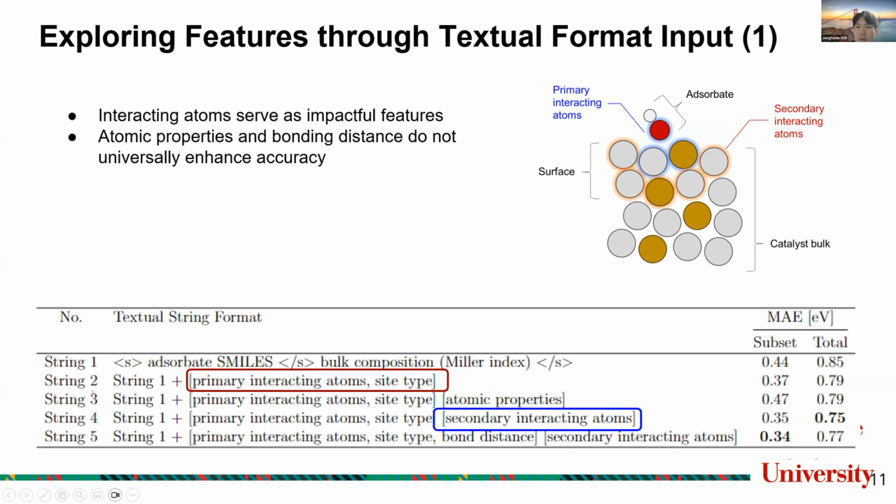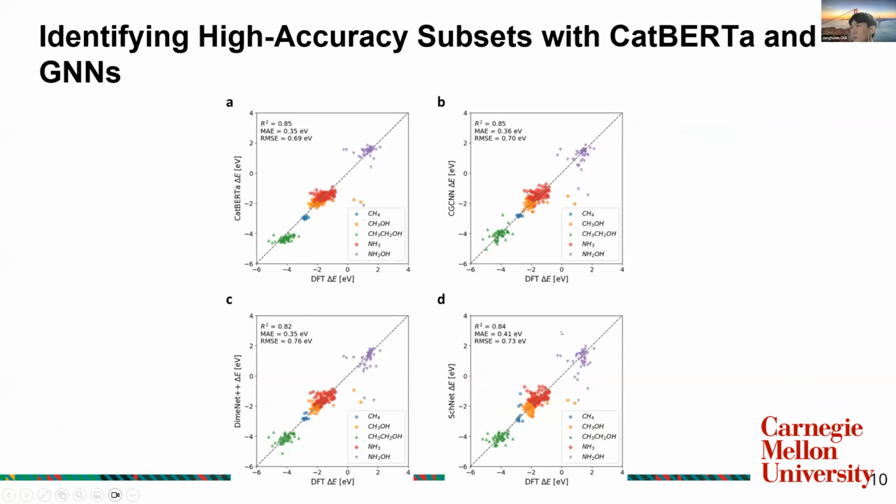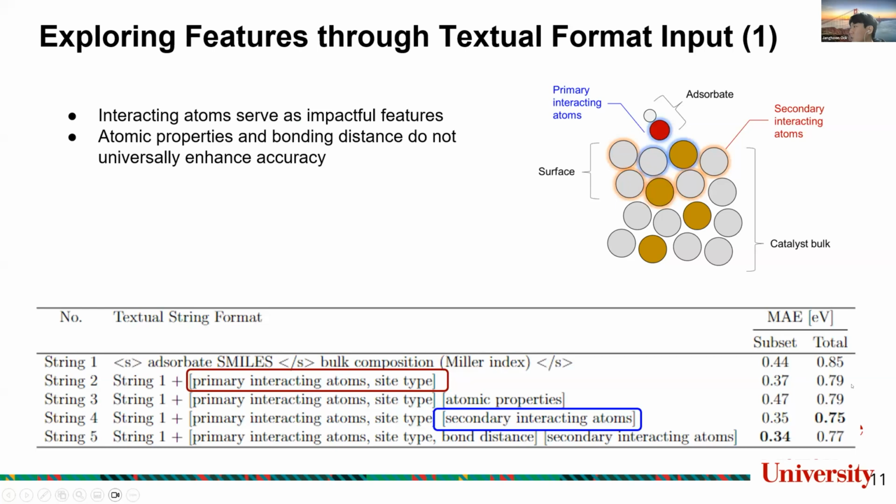So the inclusion of the primary interacting atoms and the adsorption site type significantly boosts the accuracy. The MAE for the subset falls to 0.37 eV, as seen in this parity plot. And for the overall MAE, it also drops significantly. And also, if we add secondary interacting atoms to the string, then we can even further lower the MAE value across the entire data set. So primary interacting atoms and secondary interacting atoms help the CatBERTa model capture the structure-energy relationship.